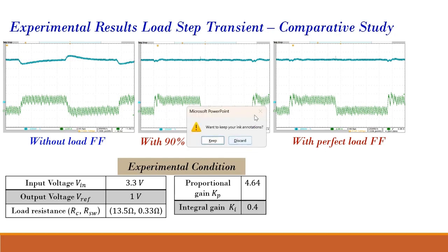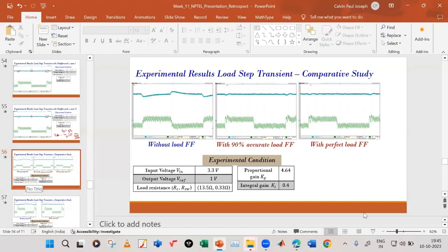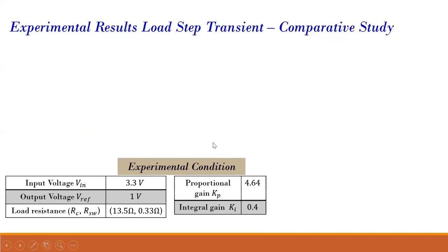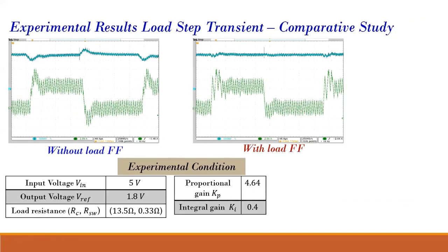This is also another comparative study: without load feedforward and with load feedforward, and the operating conditions have changed. The input voltage is 5 volt, the output voltage is 1.8 volt. The PI gains remain the same. Without load feedforward, there's a dip. With load feedforward, the dip is smaller.